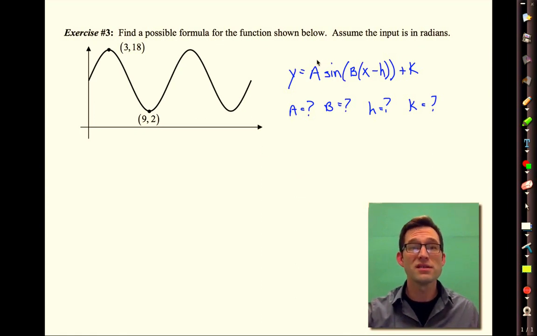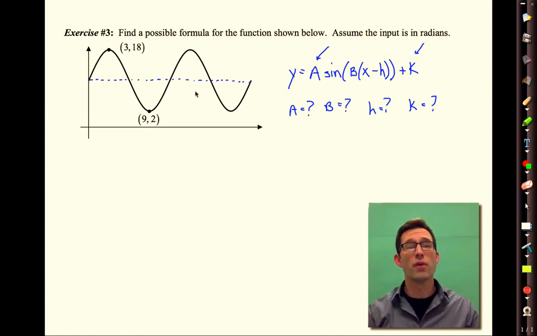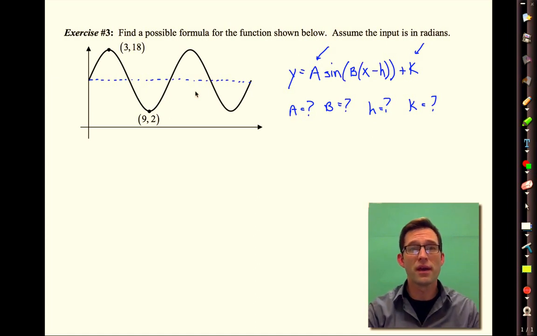And to me, the easiest is always figuring out the value of a and the value of k, all right? The vertical doesn't depend on the horizontal, and the horizontal doesn't depend on the vertical. So remember, a is the amplitude. Well, the absolute value of a is the amplitude. k is the midline. Why don't you pause the video for a moment and see if you can figure out the values of a and k.